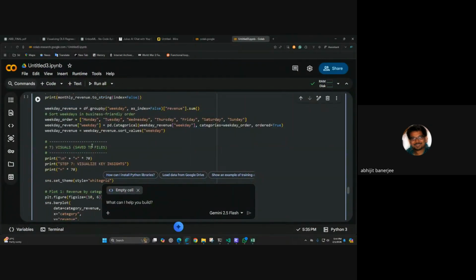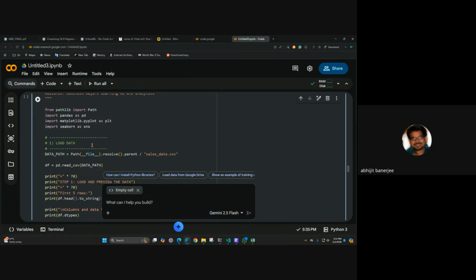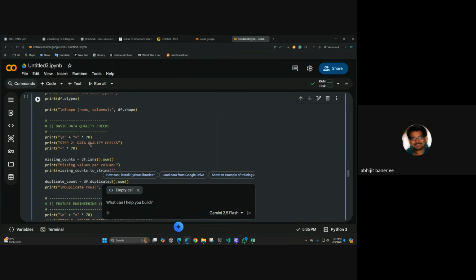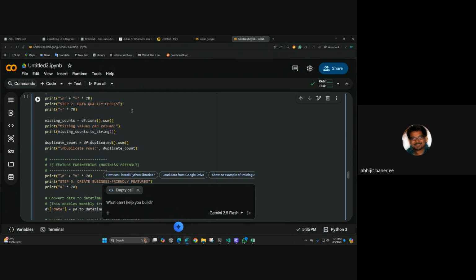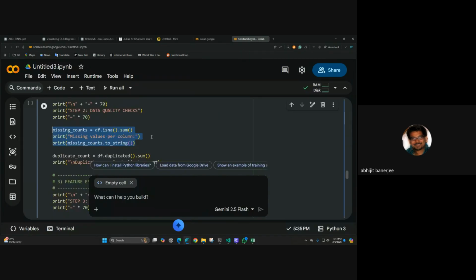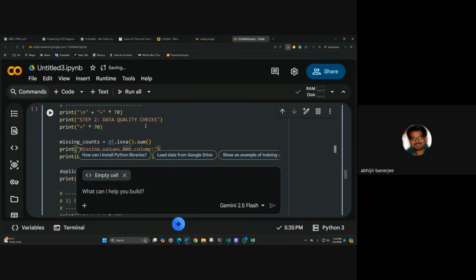The problem with this Colab is it is very hard to read, for me at least. See, basic data quality checks. First one is missing values. You need to find out the missing values, which is done using these two lines. You will see only one thing over here. df is the data frame, and then there is a word called isna, is not a number, or isna, or isnull. So isna, and then I'm finding the sum.